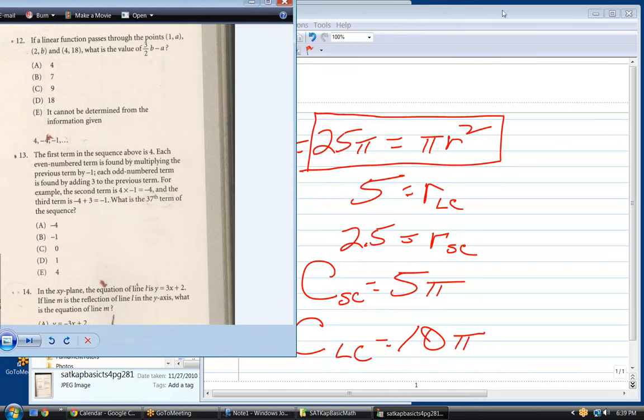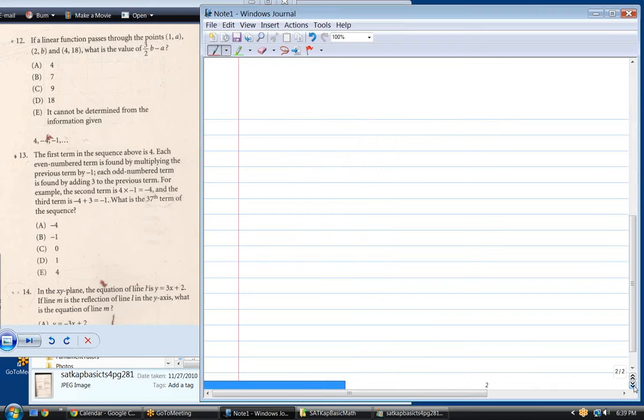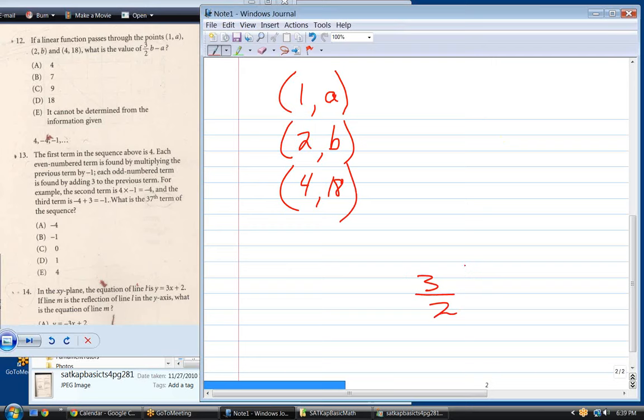Number 12. (1, a). This is a linear function. What does that mean? That it's a straight line. And they want to know what is 3/2 times b minus a.